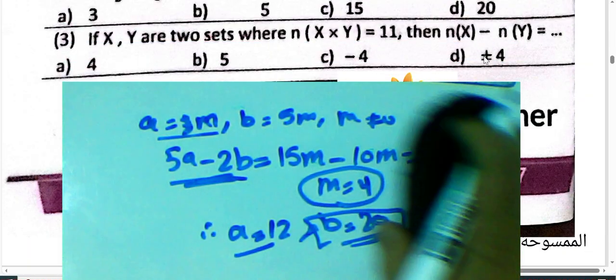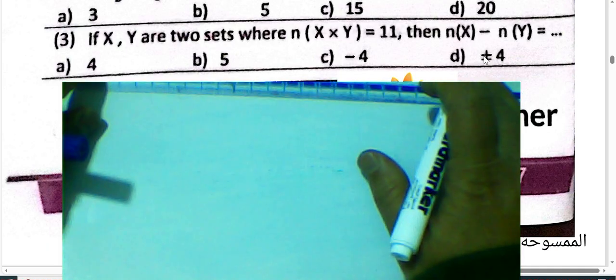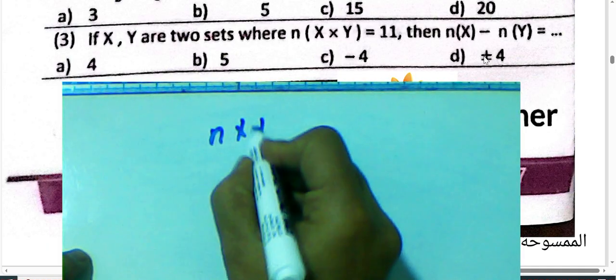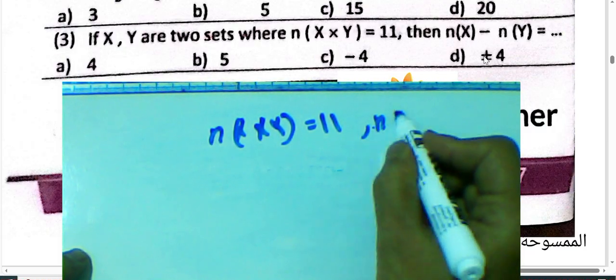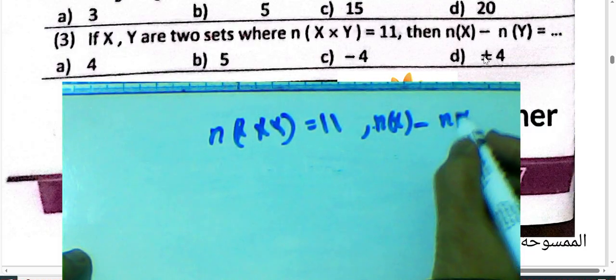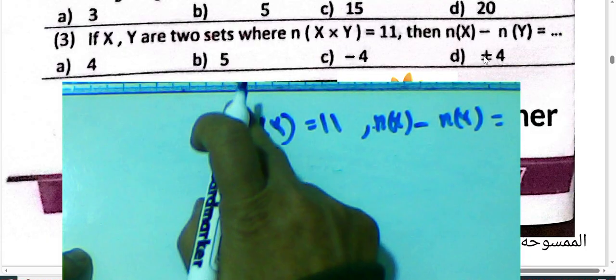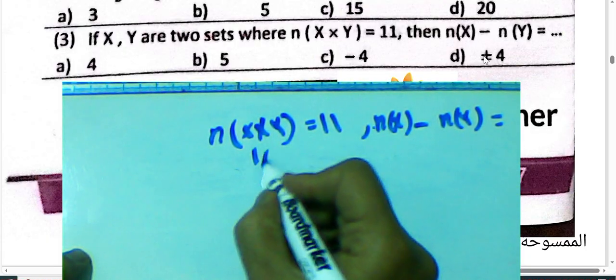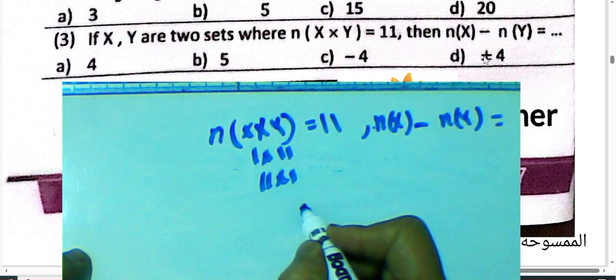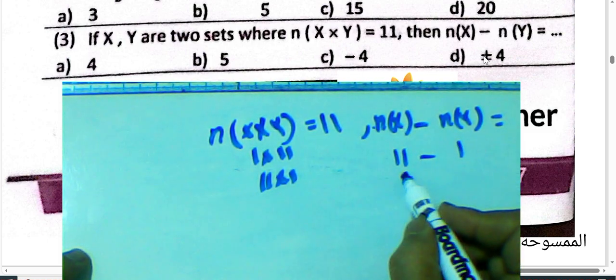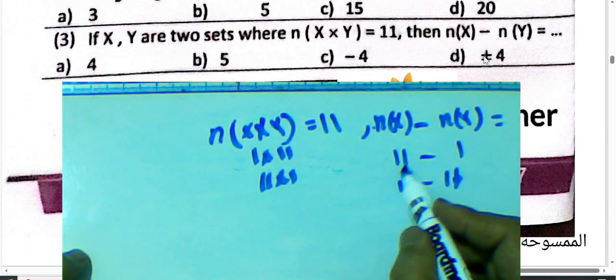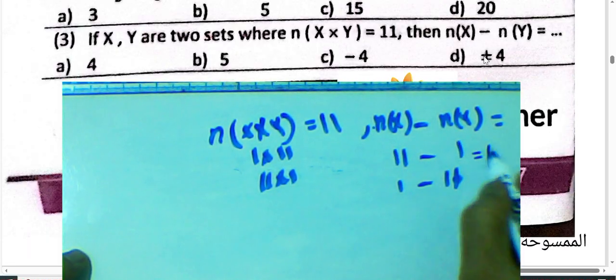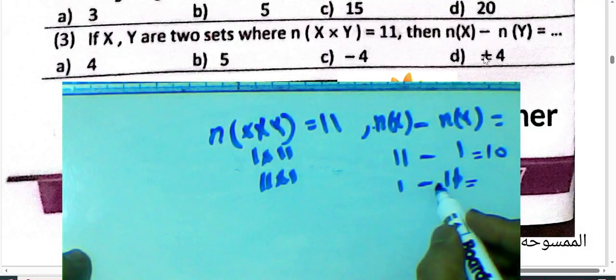Next question. If x and y are two sets and the number of Cartesian product x and y equals 11, and the number of elements of x subtract the number of elements of y equals what? Okay, look at with me here. We know 11 equals 1 product by 11 or 11 times 1. Since the difference between them is 11 minus 1 or 1 minus 11. Okay, you can write 11 minus 1 equals 10 and 1 minus 11 is negative 10.